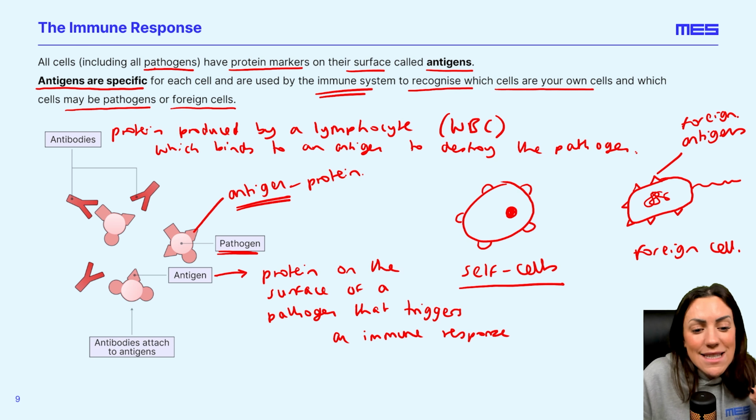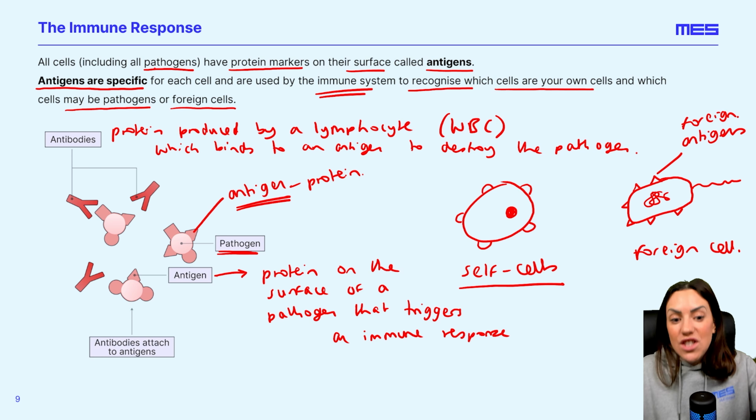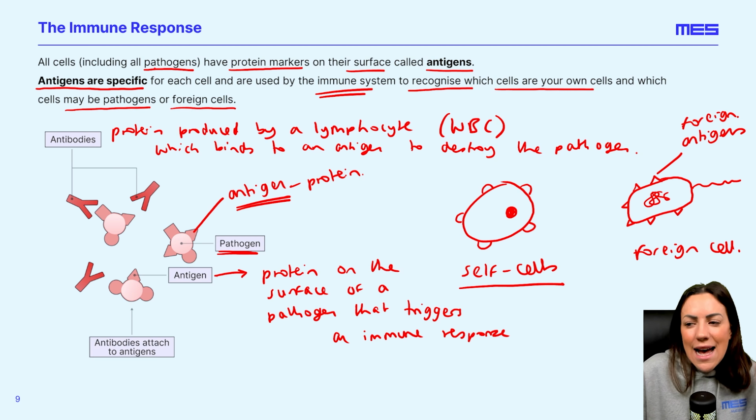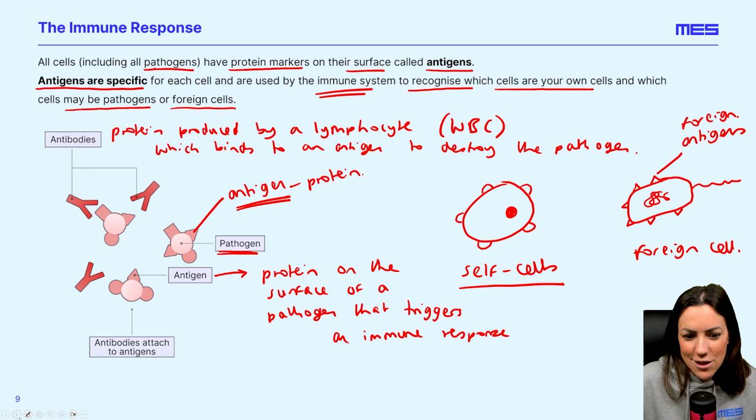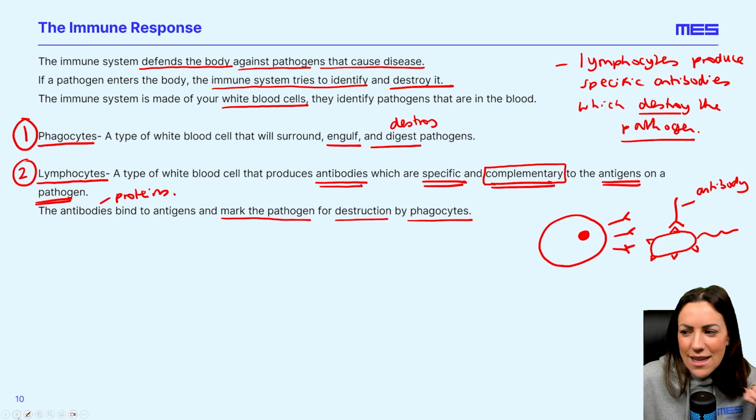The words are very similar, aren't they? Antigen, antibody, but the antigen is the protein on the surface of the pathogen. That's going to trigger your immune response. And then the antibody is produced by your white blood cells, your lymphocytes, and it's going to bind to the antigen to help destroy the pathogen. Okay, hopefully that is now nice and clear. We still have a little bit more to do here. We've talked about phagocytes. Phagocytes engulf and destroy pathogens.